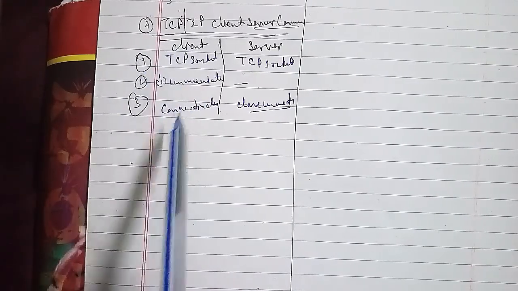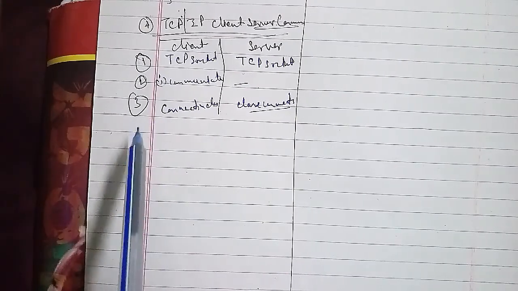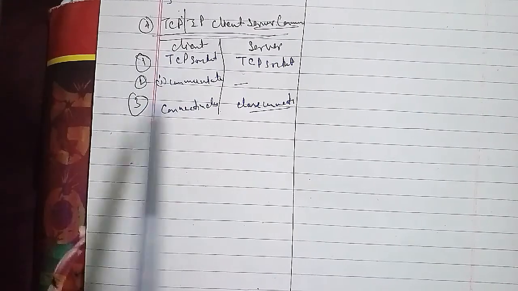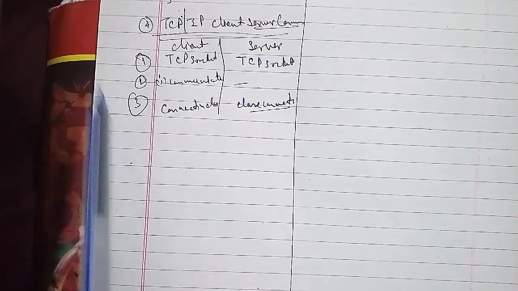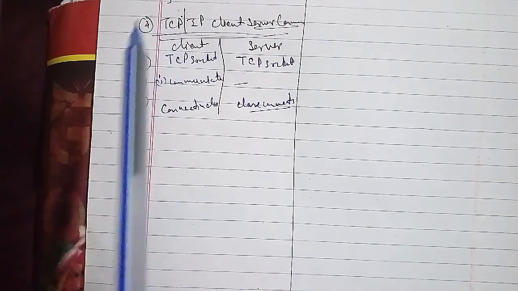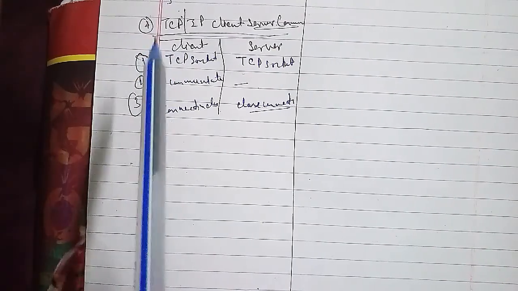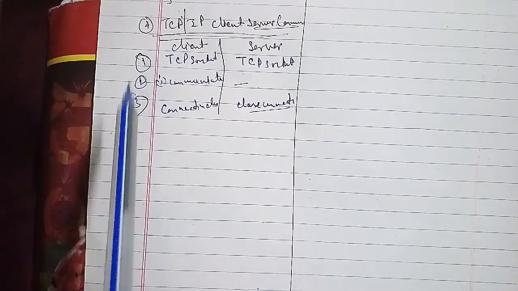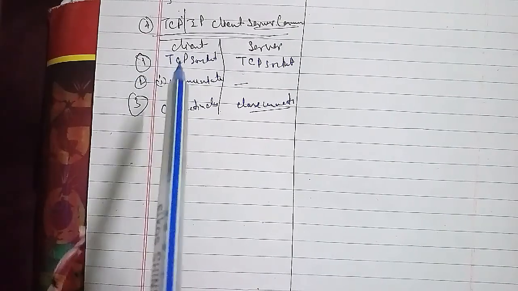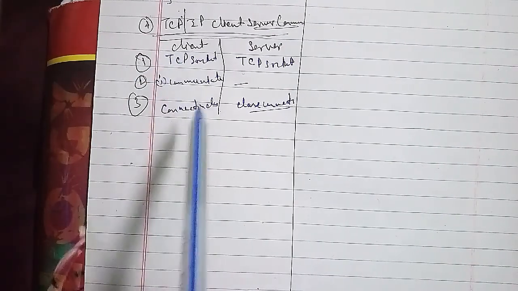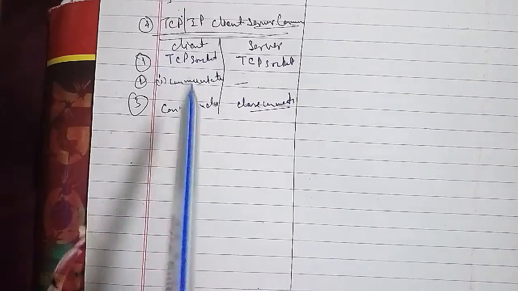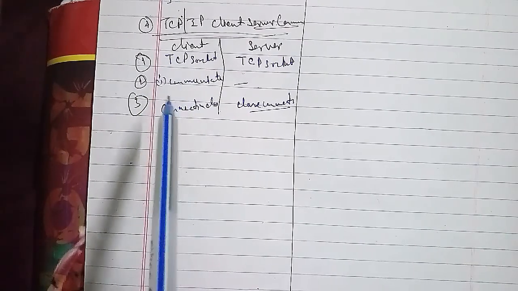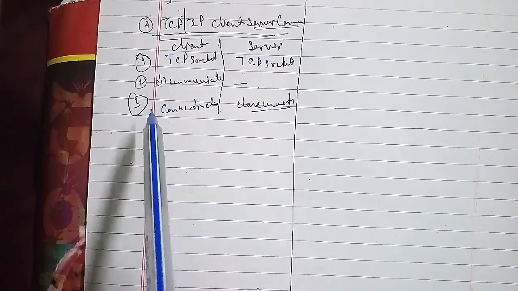This is an application program, and this is also an application program. After that application program, this is a socket, and this is TCP with the stream and buffer. This is via the internet, and this is also a socket, and this is also TCP with stream and buffer.